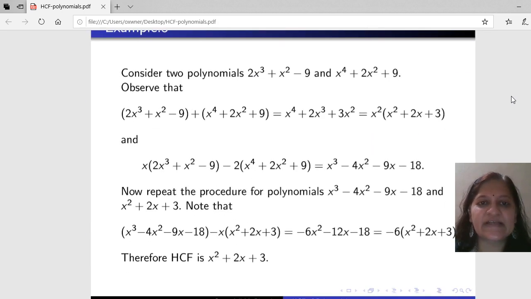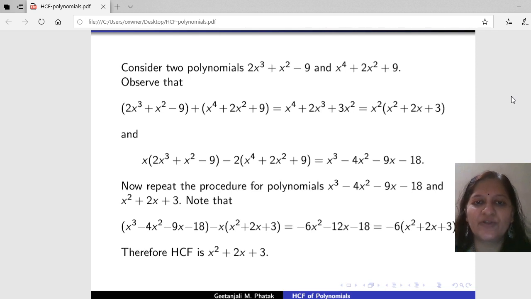Now consider this example. Here also one polynomial is of degree 3 and the other polynomial is of degree 4: 2x cube plus x square minus 9, and x raised to 4 plus 2x square plus 9. Look at the constant terms. Those are minus 9 and 9. So we have to add to remove the constant terms. If we add these two polynomials, then we get x square into bracket x square plus 2x plus 3.